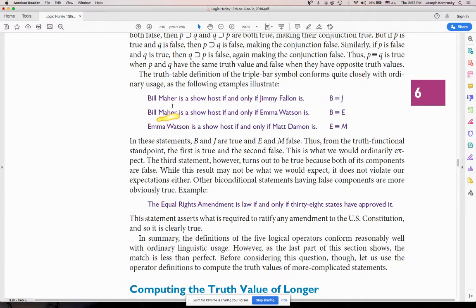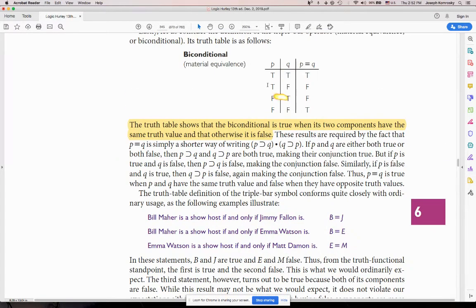Let's do this one. Bill Maher is a show host if and only if Emma Watson. I think she's an actor. So E would be false. This would be true. They're opposite of each other. So the whole thing's false. Okay?